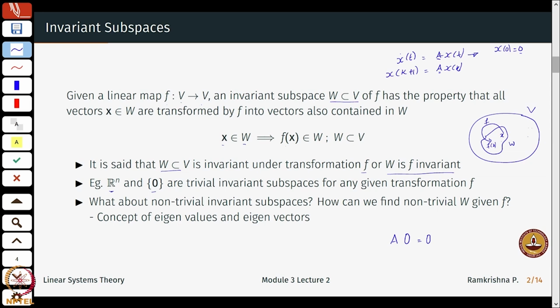Okay. This might look like a trivial subspace, but in general it is not, and we will see why it is actually a non-trivial subspace, even though mathematically it might seem that if I am at 0, I multiply 0 by something, I will always be at 0. But there could be other things which are non-trivial subspaces. So, when can we find non-trivial W given an F? And this is where we begin now with the concept of eigenvalues and eigenvectors.